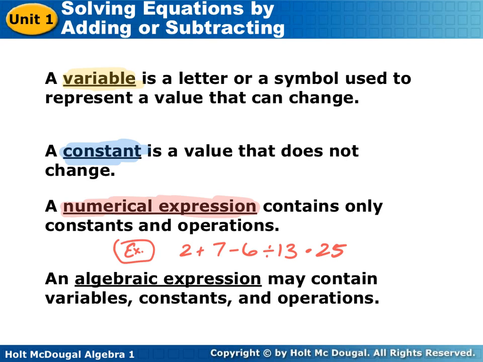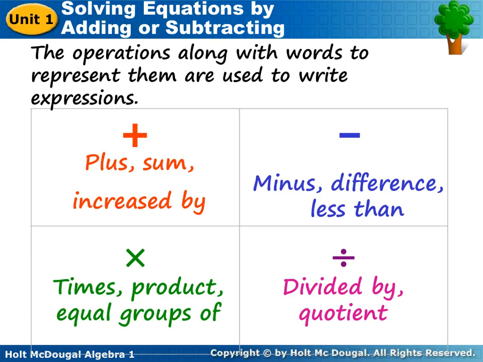Now, the one that we are going to end up probably focusing on the most is called an algebraic expression. This may contain variables, constants, and operations. An example of this, and a lot of things you have seen before, could be 2x plus 9. What makes it an algebraic expression is simply the fact that it's got this variable right here. Everybody okay with that? Okay, all right, moving on.